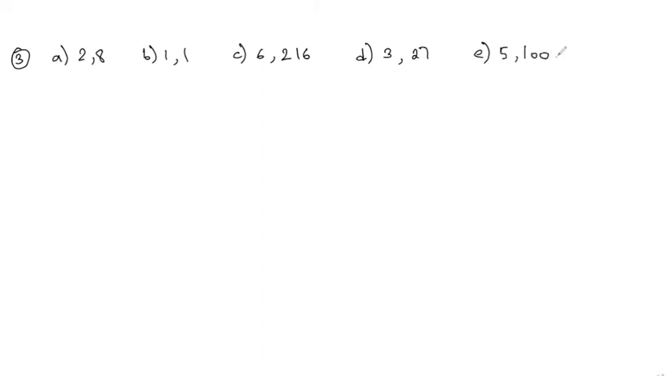For the third one, the options are: option A 2, 8; option B 1, 1; option C 6, 216; option D 3, 27; and option E 5, 100. This is the question. Even this question is straightforward.